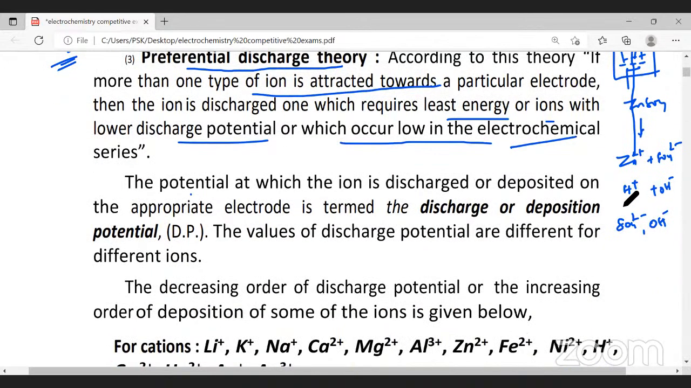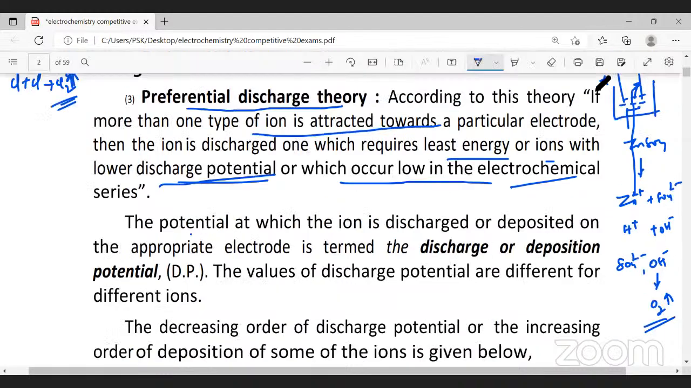Here it depends on something called discharge potential, or which occurs lower in the electrochemical series. This electrochemical series I will teach you later. So what happens is this OH minus will decompose to give oxygen gas. So oxygen gas will be liberated here at the anode instead of sulfate ions.